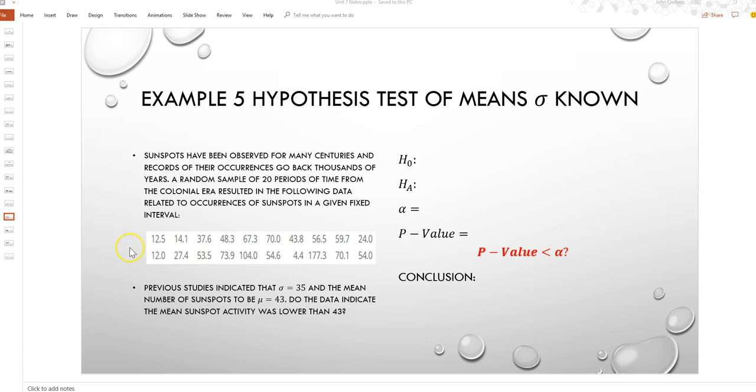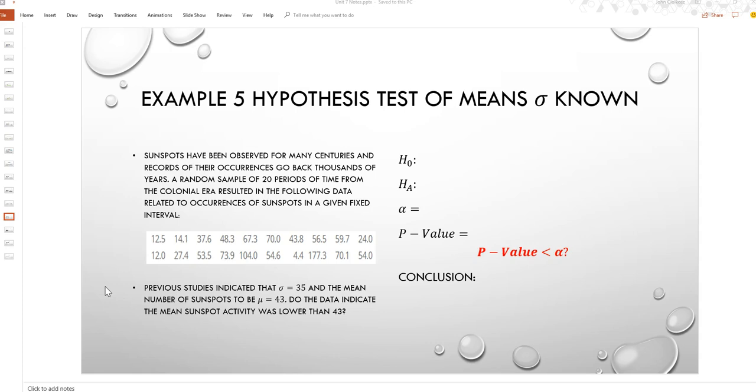If we're looking at this problem now, the title is meant so that you know, but let's read through it and see how we know. Sunspots have been observed for many centuries, and records of their occurrences go back thousands of years. Can you tell this one's from a textbook? Yes, and it's also really true. That's interesting stuff. A random sample of 20 periods of time from the colonial era resulted in the following data related to occurrences of sunspots in a given fixed interval. Data. Not going to read that to you. Previous studies indicated that sigma is equal to 35 and the mean number of sunspots mu is equal to 43. Do the data indicate the mean sunspot activity was lower than 43?